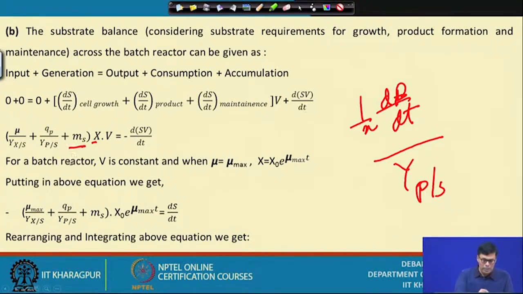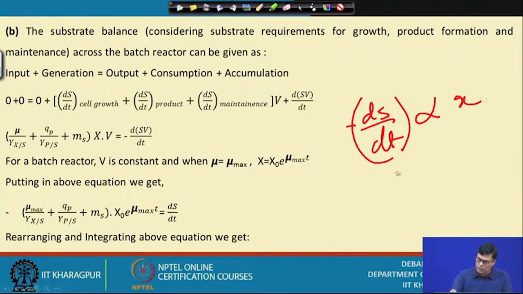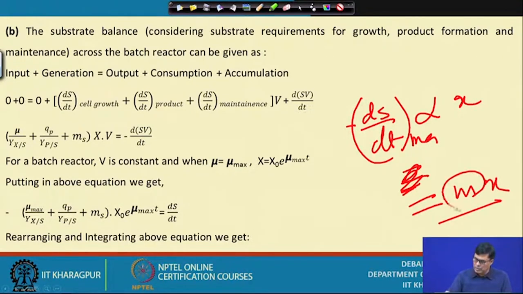Similarly, we can find out the substrate required for the maintenance of the cell. If you multiply by x, you will get the substrate required for the maintenance, because we know that the rate of substrate utilized for the maintenance of the cells is proportional to the cell mass concentration. So, the rate of substrate required for the maintenance will be equal to m into x. Here m is a constant, what you call the maintenance coefficient.